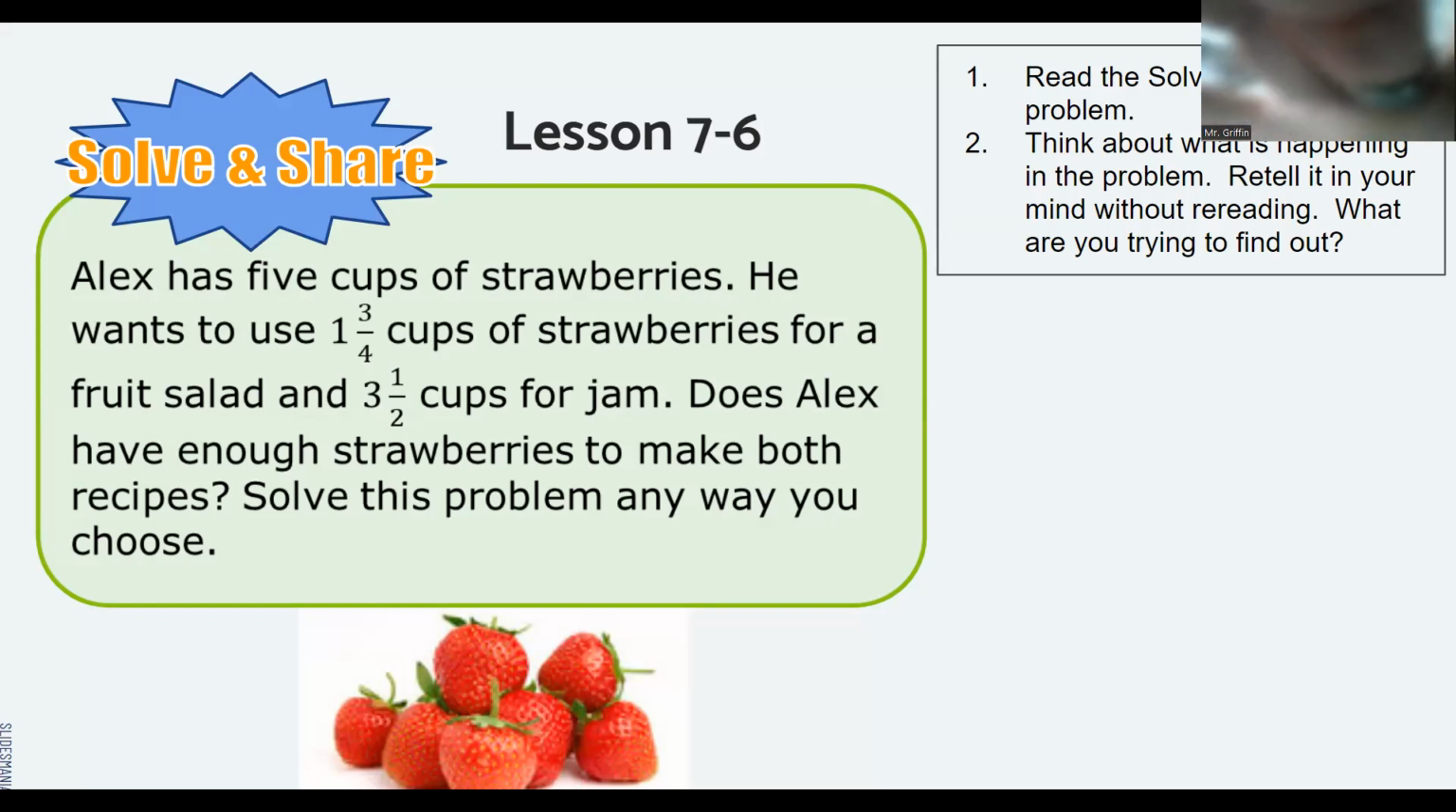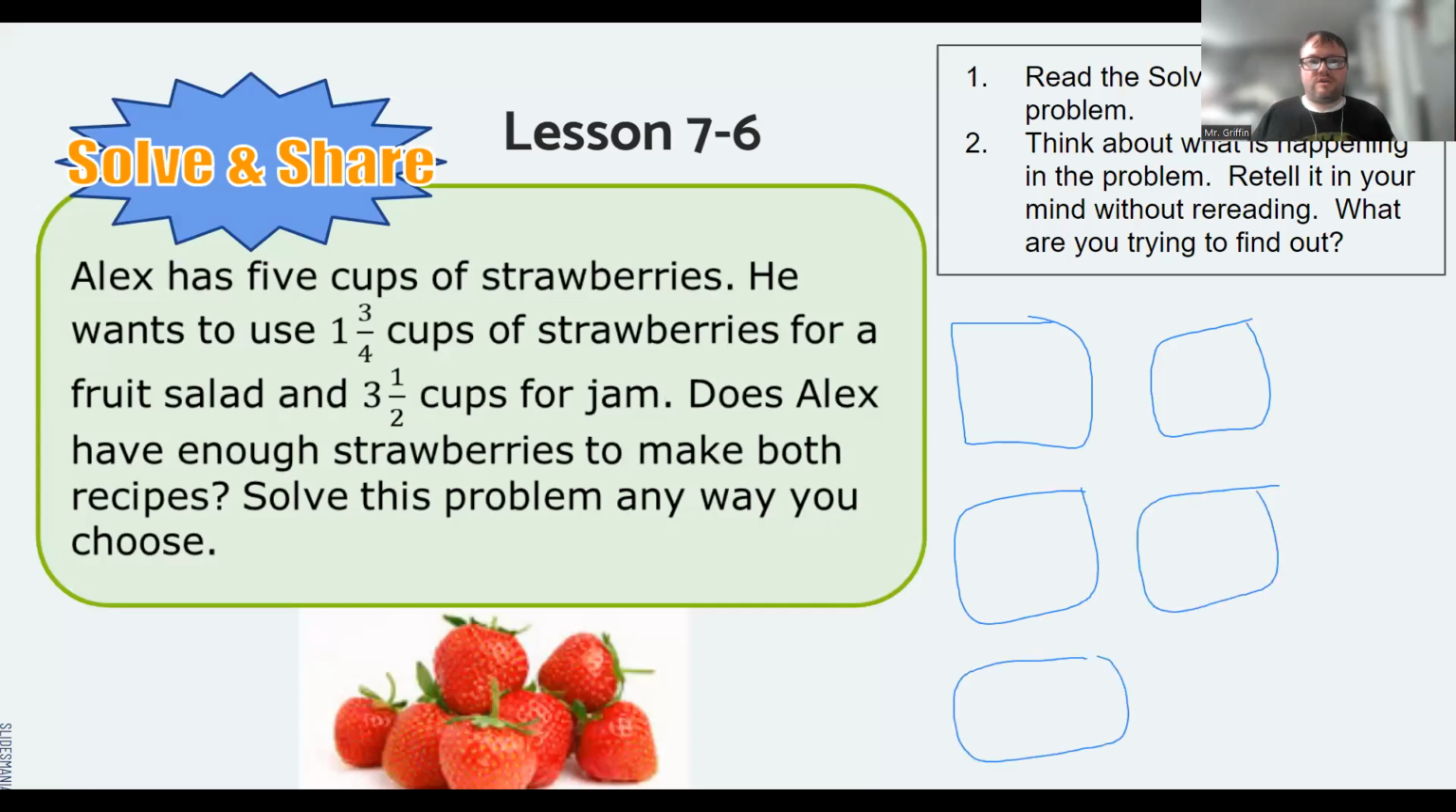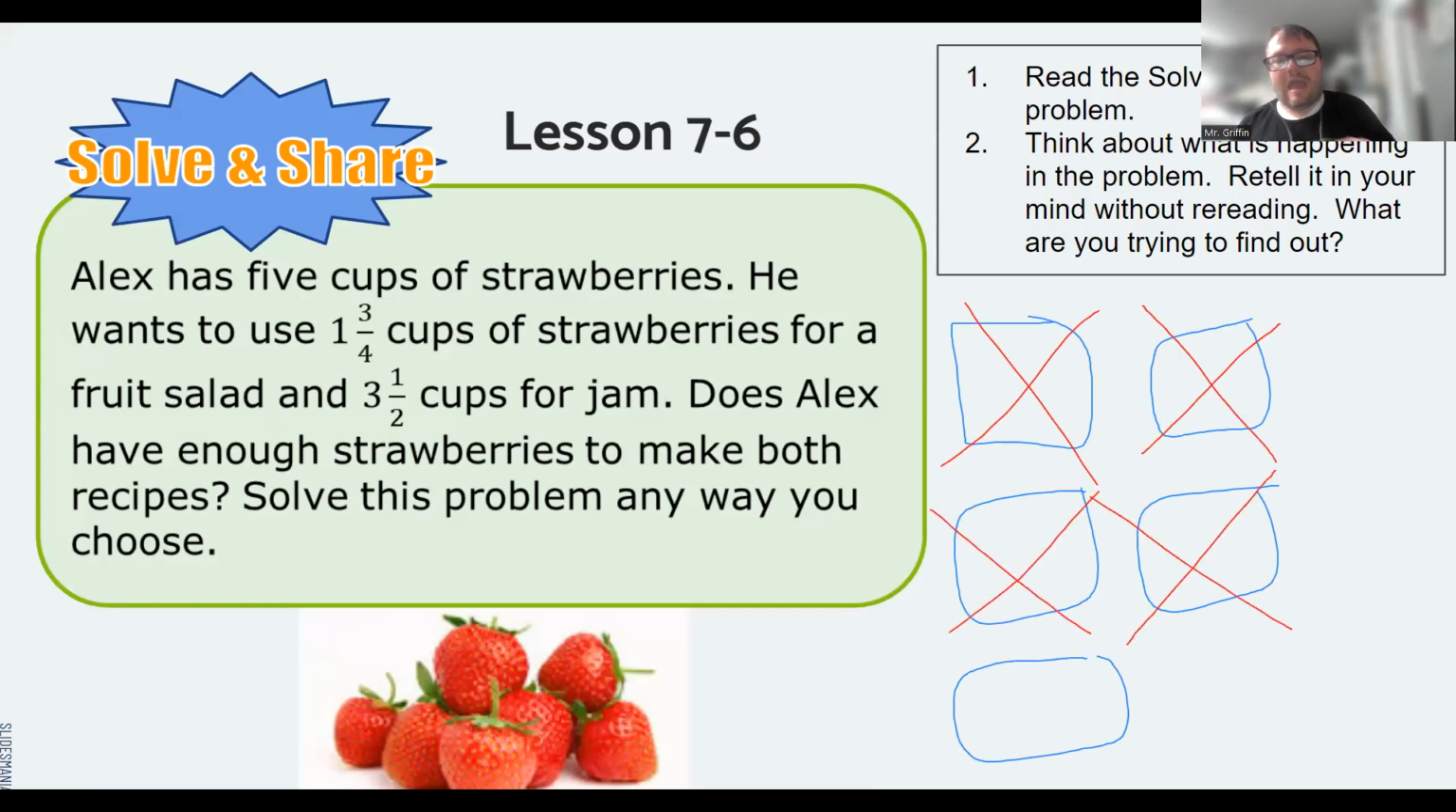So the first thing I do is draw 1, 2, 3, 4, 5 squares to represent my 5 cups of strawberries. Then I see that he needs to use 1 3/4 and 3 1/2. So I know he needs to use at least 1 cup, so I'm crossing that out. Then he needs to use 3 more cups, so I'm crossing 1, 2, 3 out.